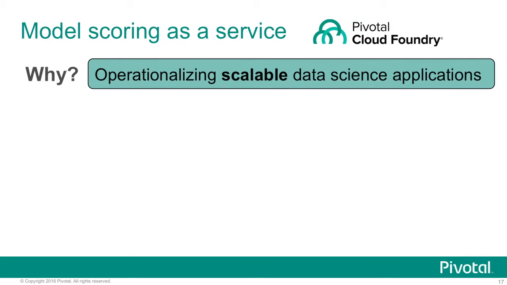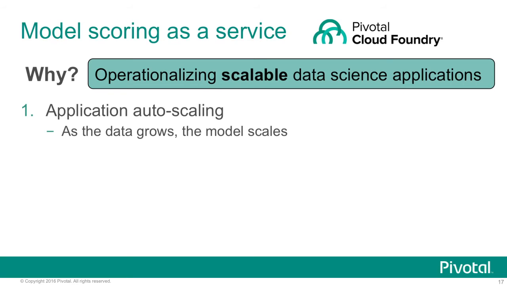And so it's kind of important to talk about why we want to do model scoring as a service. The big key here is operationalizing our model, and in particular operationalizing scalable data science applications. I think a lot of us know that if you use Cloud Foundry, you get a way to scale up your model. You can use auto scaling, which in this case could be: as the data grows, the model scales. We just use one sensor here, but imagine if we had 100 sensors or 1,000 sensors. We'd want an infrastructure that could handle that.